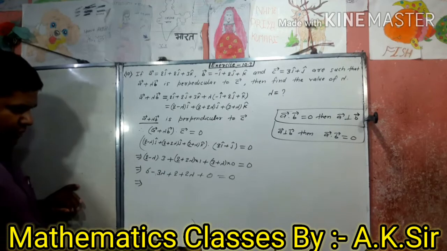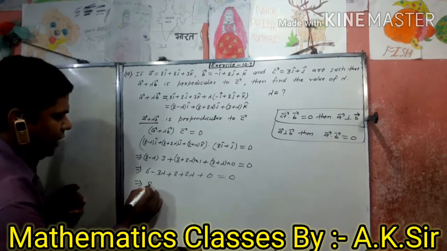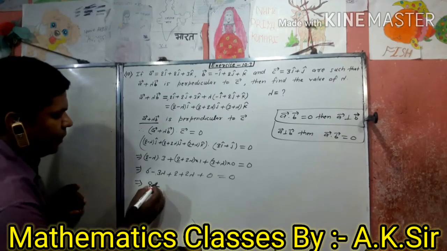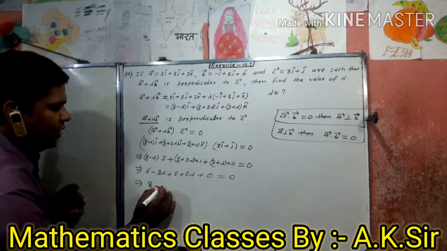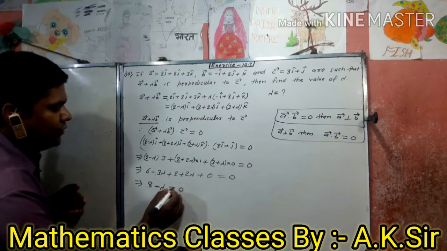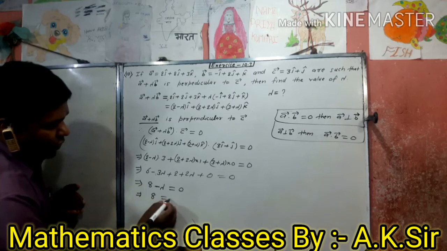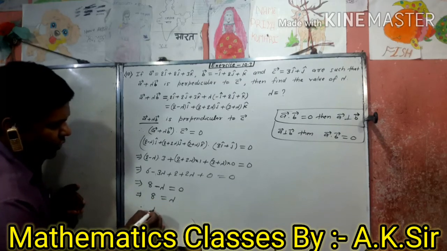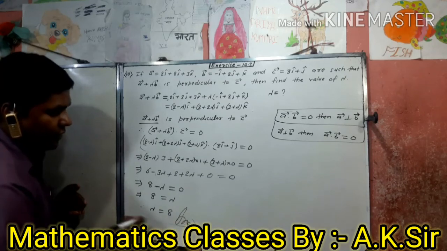Implied that 6 plus 2, 8, minus 3 lambda plus 2 lambda, it means minus 1 lambda, it means lambda is equal to 0. Implied that 8 is equal to lambda, so lambda is equal to 8. This is our answer.